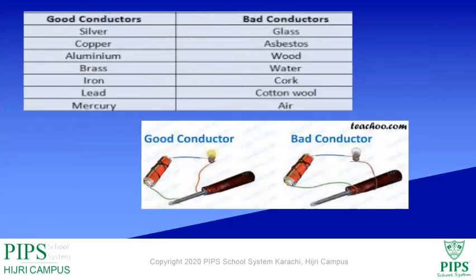Here are examples of good and bad conductors. Examples of good conductors are silver, copper, aluminium, brass, iron, lead and mercury. And the examples of bad conductors are glass, wood, water, cork, cotton wool and air.